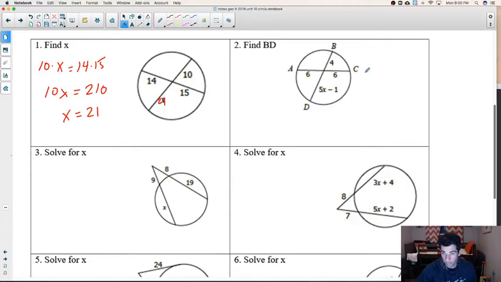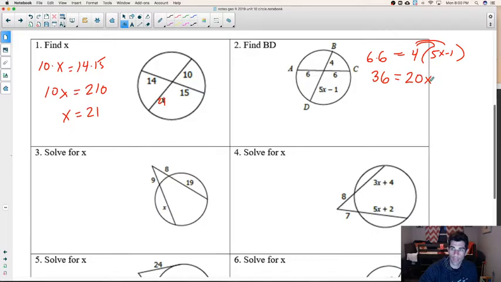Same thing here. Got cut into 6 and 6. So I'll do 6 times 6. Gets cut into 4 and 5x minus 1. So I'm going to do 4 times 5x minus 1. But again, don't get tricked, because 5x minus 1 should go into parentheses because you have to multiply it by the whole thing. So 6 times 6 is 36.